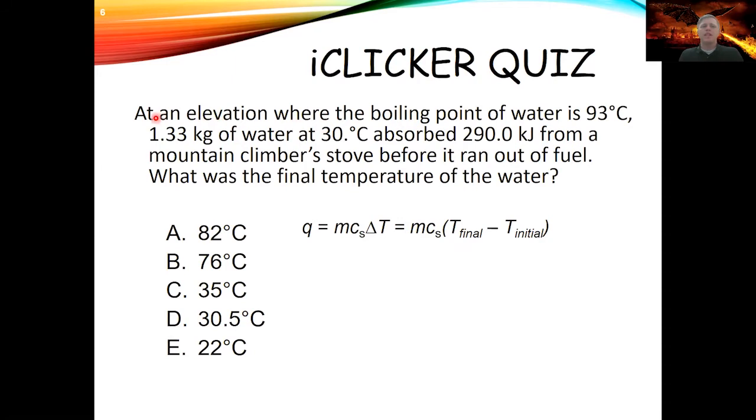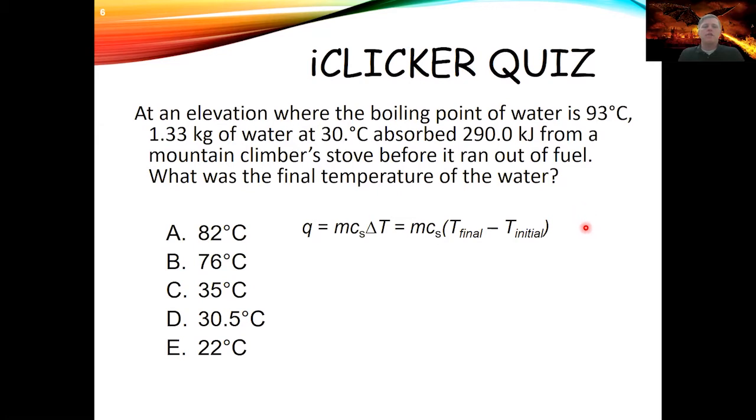In this problem, we're going to say at the elevation where the boiling point of water is 93 degrees Celsius, you've still got your 1.33 kilograms, you're still starting at 30 degrees Celsius, and you're still absorbing 290 kilojoules, but this time I want you to tell me what the final temperature of the water is. And I have the equation here that you'll need to solve this. Go ahead and pause the video now and try and figure this out.